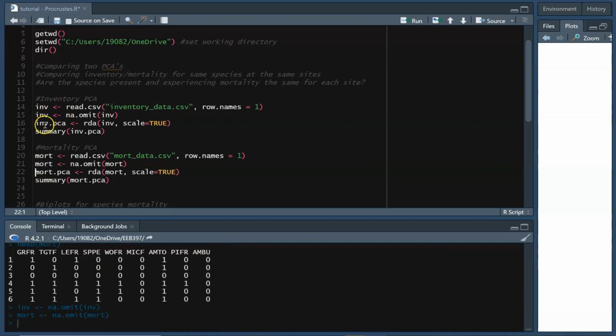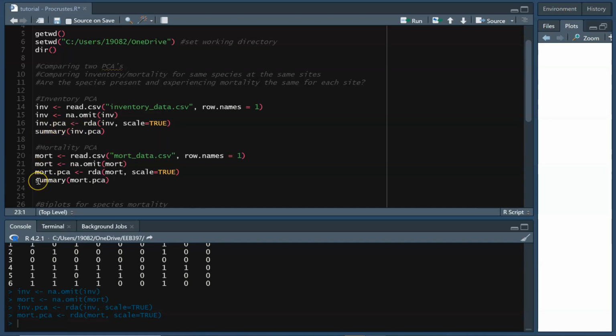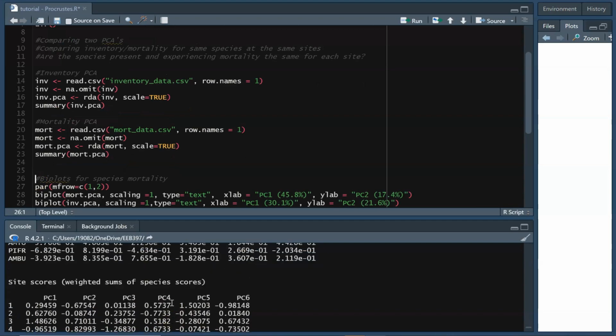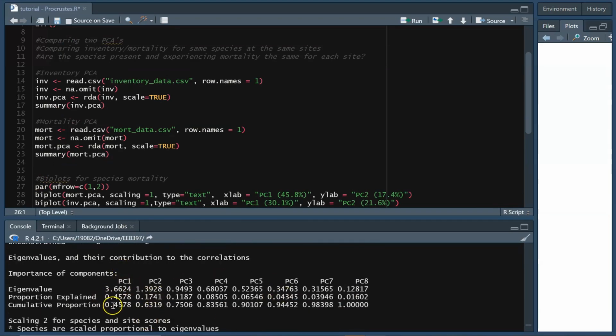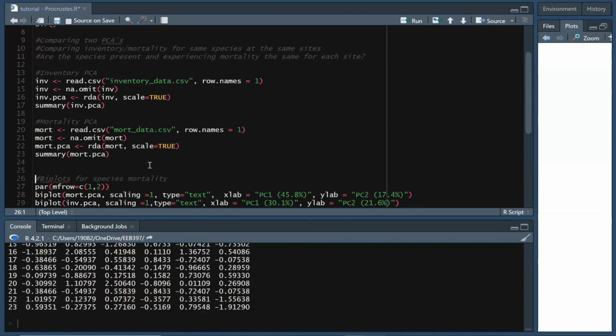Keep in mind that scale is going to be true for everything since I'm using presence-absence data, meaning my values are only a 1 or a 0, so it's already scaled. Remember, if you read the summary information of the PCA you just ran, you can see the species and site scores and the amount of variation explained by each principal component axis. Let's render the PCA biplots side by side so we can see what we're working with.